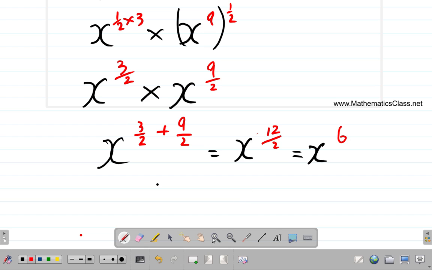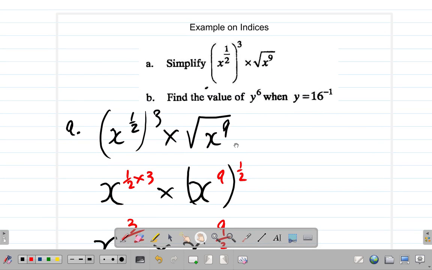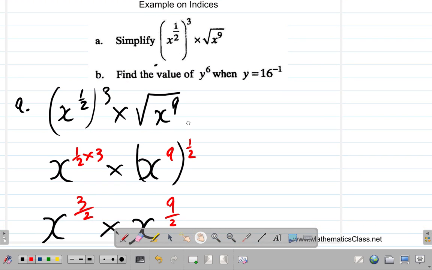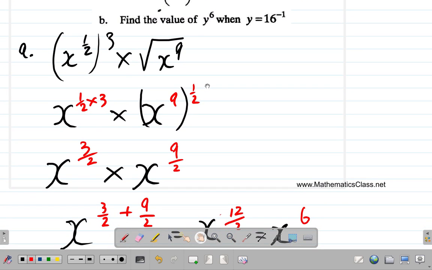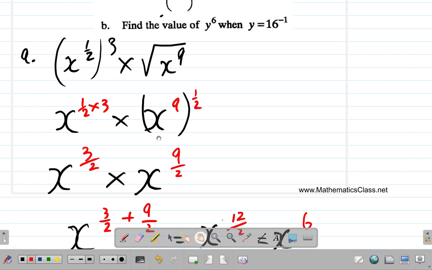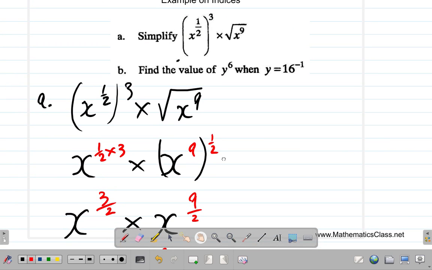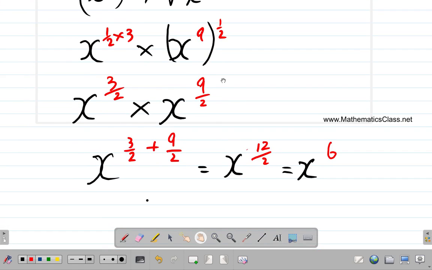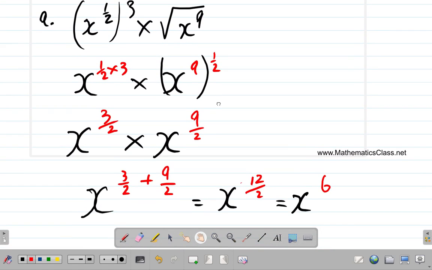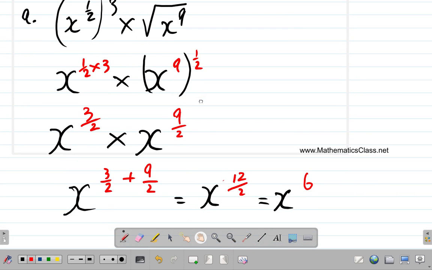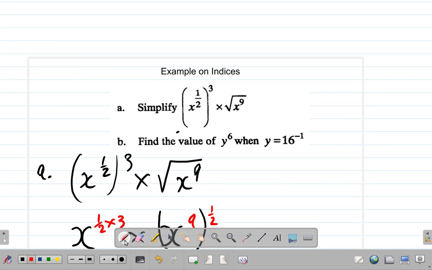Let's look back at the question and see what else they want us to do. You must find the value of y to the power of 6 when y is equal to 16 to the negative 1. Alright, we're going to need some space while we're seeing this. We've basically completed part A, and part B doesn't seem to depend on it. Well, let's write x to the power of 6 up here as the answer. The answer here was x to the power of 6. Now let's go to part B of the question.